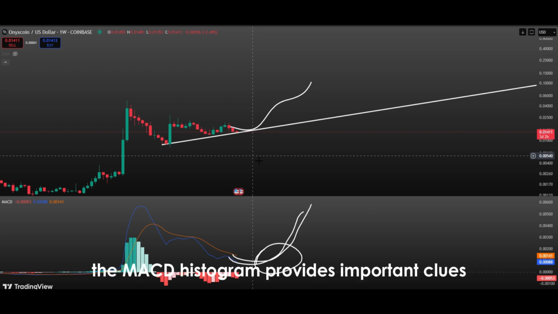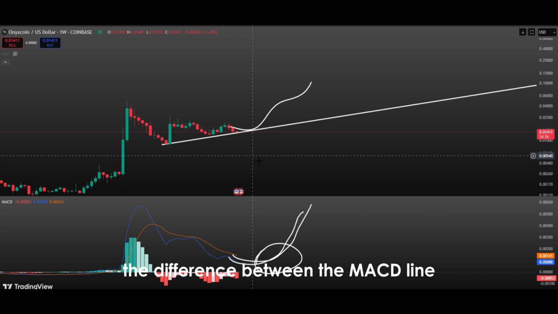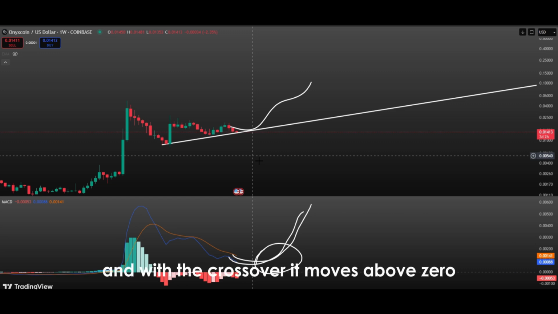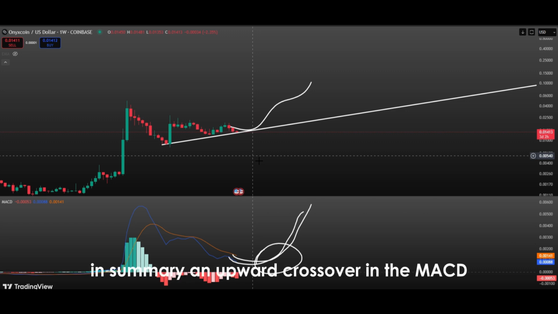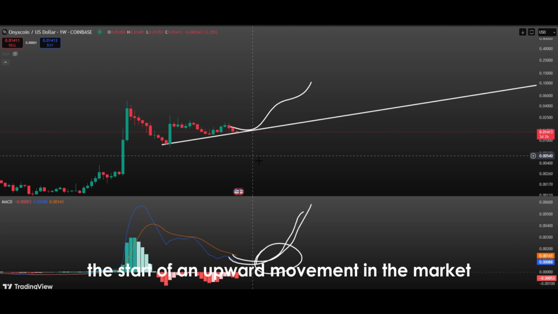Additionally, the MACD histogram provides important clues during upward crossovers. The histogram shows the difference between the MACD line and the signal line. Before an upward crossover, the histogram usually starts shrinking on the negative side, and with the crossover, it moves above zero. This shift shows that momentum has fully turned in favor of the buyers. In summary, an upward crossover in the MACD is a strong technical signal indicating the start of an upward movement in the market or the strengthening of the current uptrend.